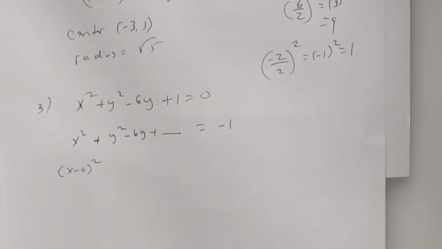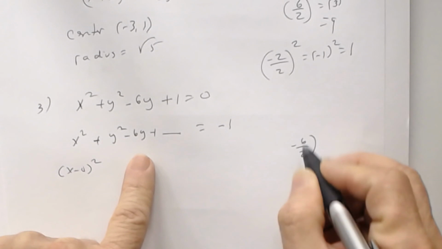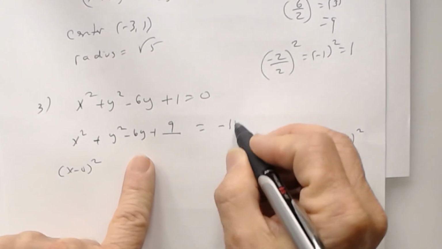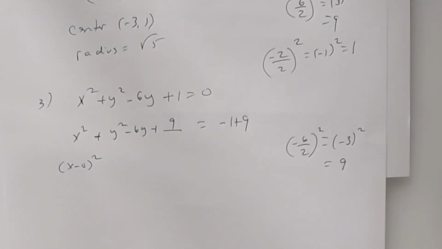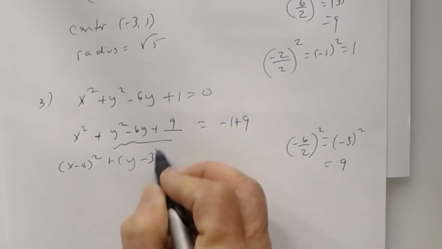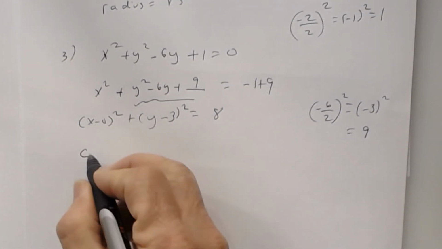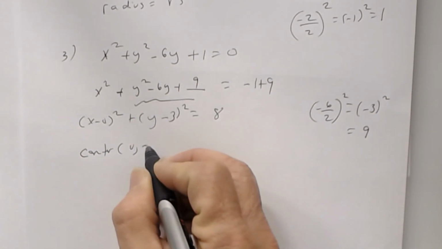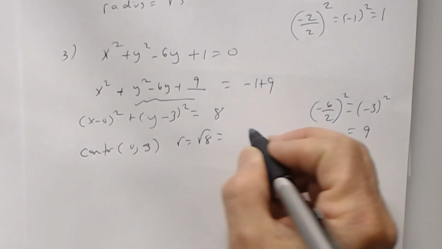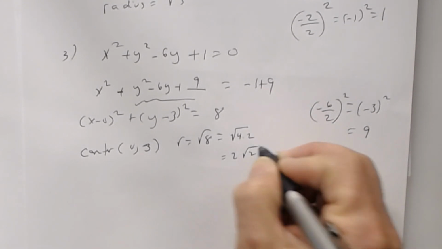Now, we've got to do the y's though. So I take half of negative 6, which is negative 3, and I square it. So what do I add to both sides? 9. All right. So now this is a perfect square trinomial. So it'll be y what? Minus 3 squared equal 8. So what's the center? 0, 3. The radius is the square root of 8, right? But I need you to simplify that. So that's 4 times 2? Yeah, 2 square root of 2.